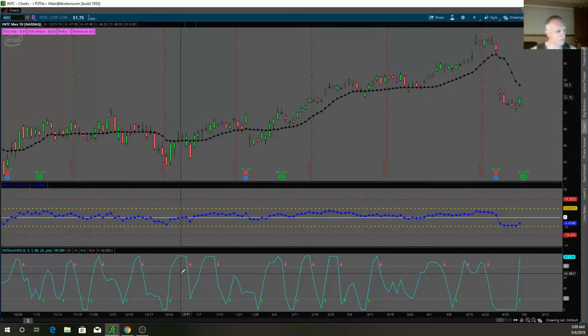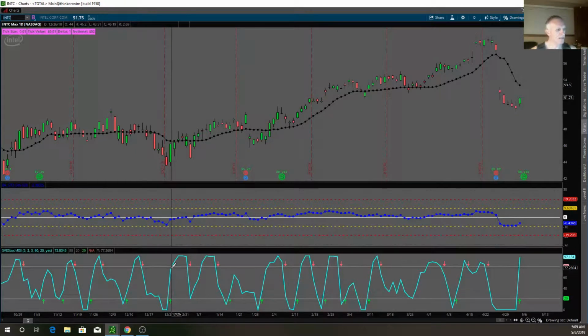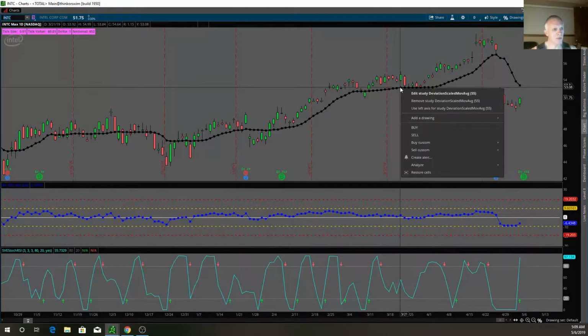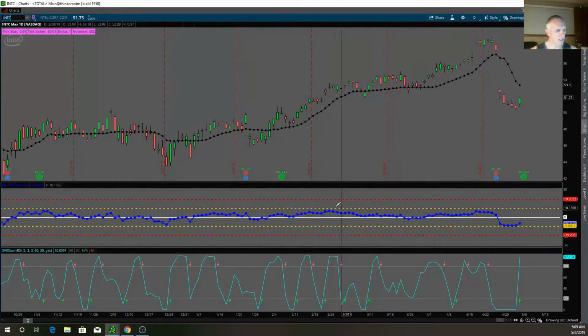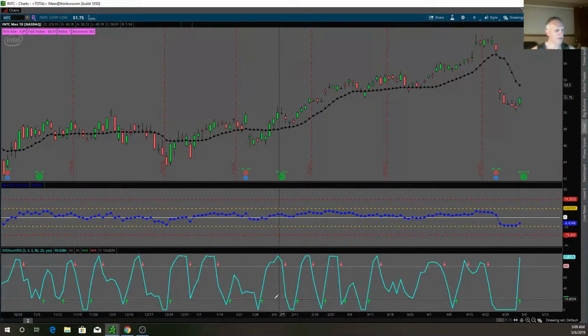Okay, just the basic reads on this. What I've done is I've left your deviation scale moving average up there. Here's your standard deviation indicator, and down here is the SVE stochastic RSI. This thing is very, very good.